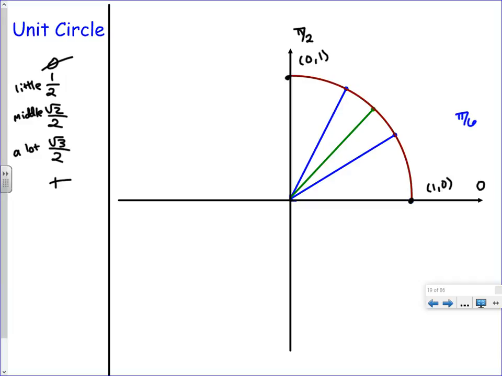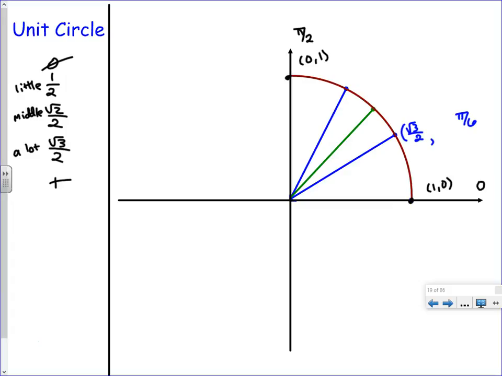What do I mean by that? Look at this point over here, guys. In comparison to the overs of the other ones, are you going over a little or a lot or somewhere in between? A lot. You're going over a lot. Hey, guess what? He's root 3 over 2.